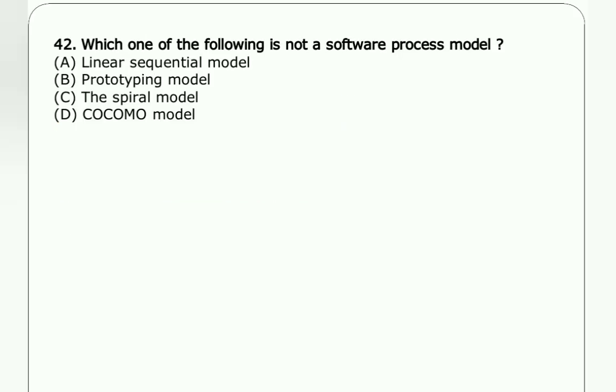Which one of the following is not a software process model? Linear sequential model, prototyping model, the spiral model, COCOMO model. Linear sequential, prototyping and spiral are software process models, whereas the COCOMO model, that is the constructive cost model, is a procedural software cost estimation model developed by Boehm.